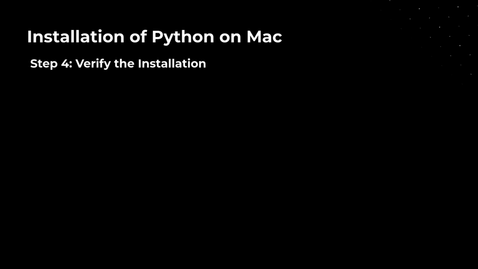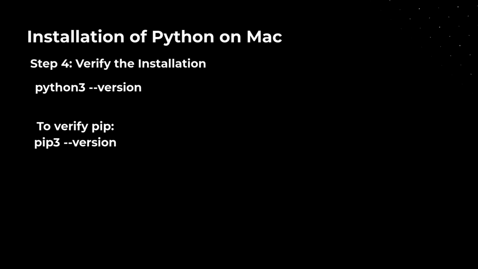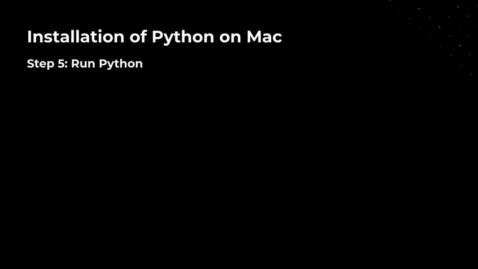Step 4. Verify the installation. Once the installation is complete, check the version again. python3 --version. You should now see the latest Python version installed. To verify PIP, type pip3 --version. Step 5. Run Python. To run the Python interpreter, just type python3. You will enter the Python shell where you can type Python commands directly.